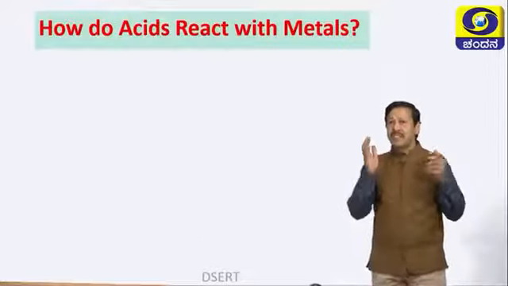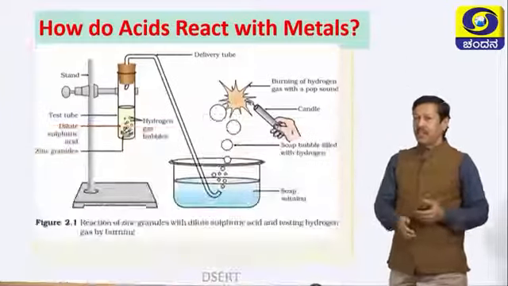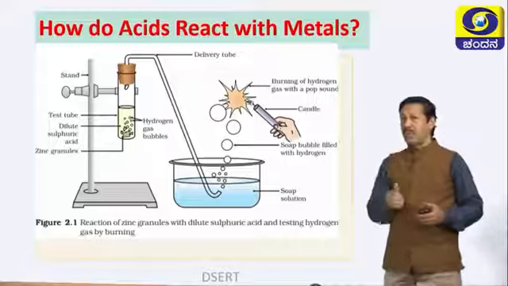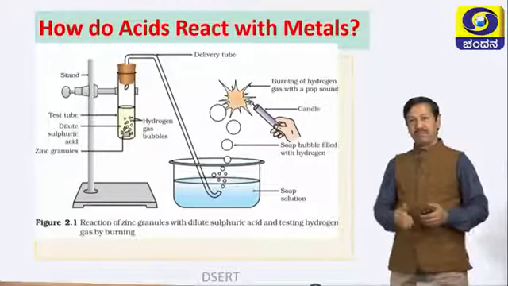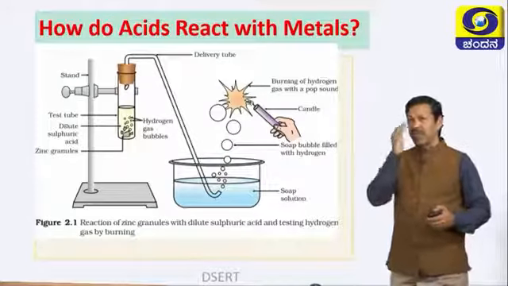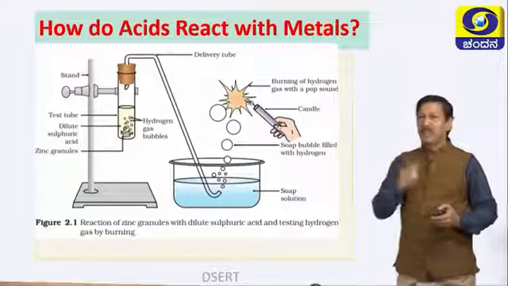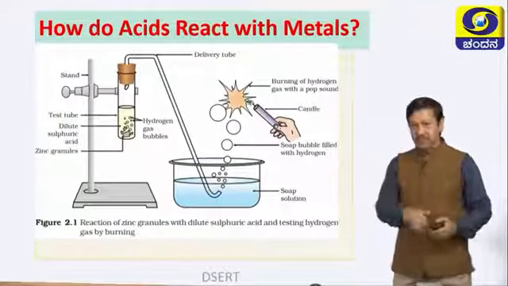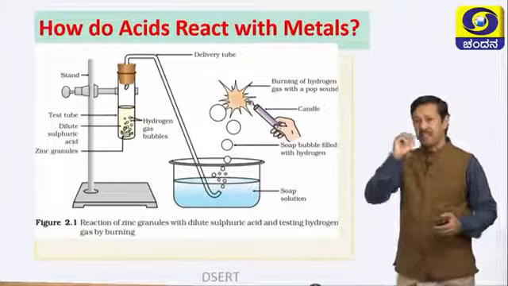How do acids react with metals? Already you know this. This is a very important diagram, you have already practiced several times. Some application level questions are also possible. What you are seeing here is, when a metal reacts with a dilute acid, it displaces the hydrogen. Dear children, remember the reactivity series.